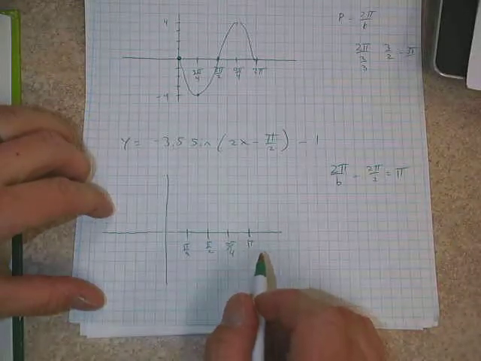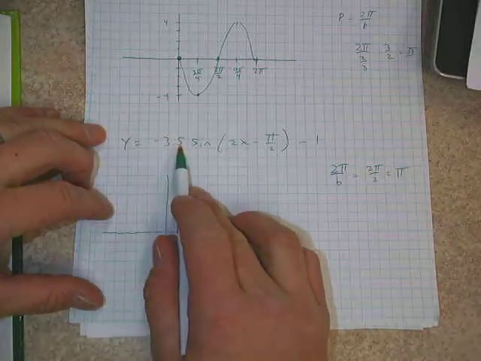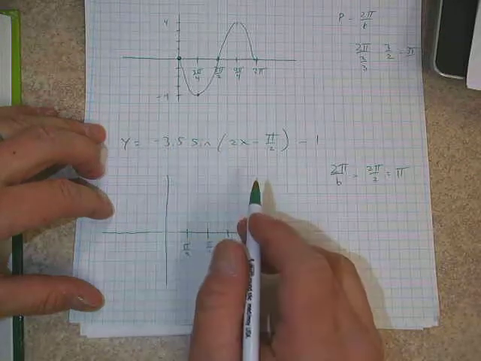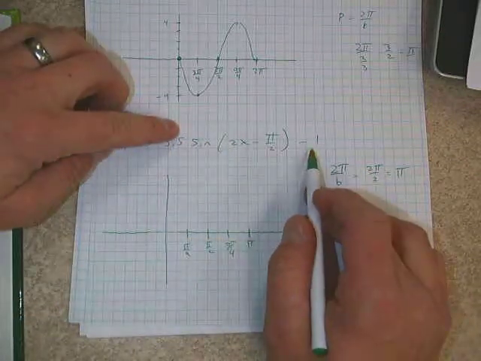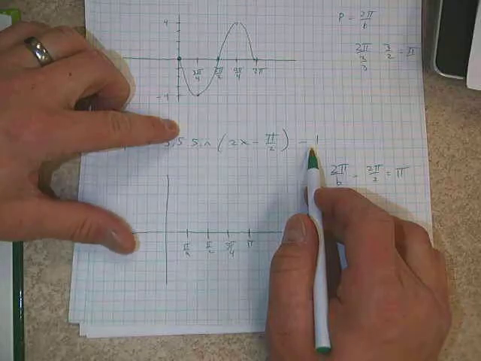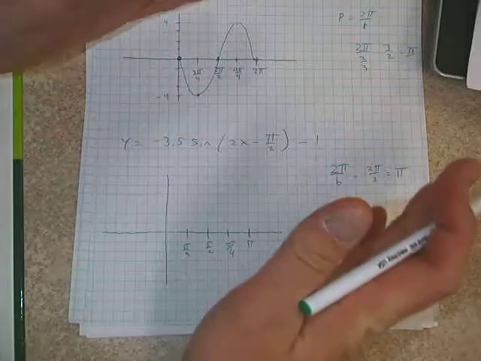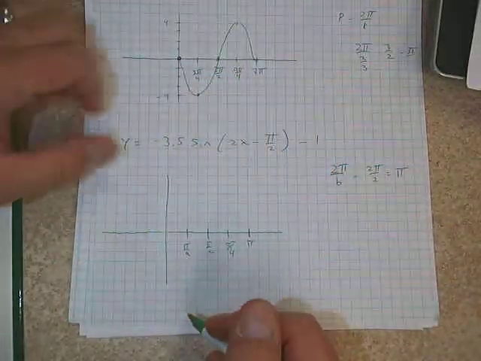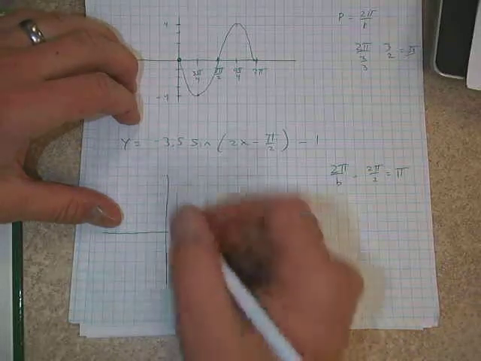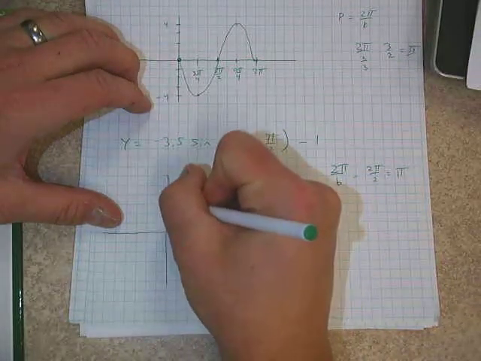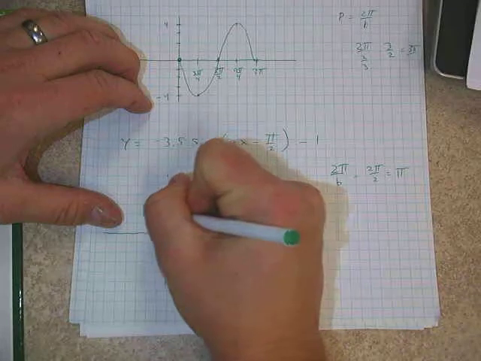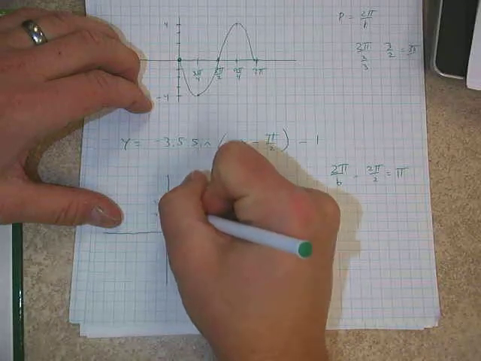Now, what we're going to do next is figure out what our high and low are going to be. If I have a 3.5, that means I'd go from -3.5 to 3.5. However, I have a -1 over here. So what's that going to do to my y-axis? It's going to take everything and move it down. So instead of 3.5, we're actually going to go as high as what?